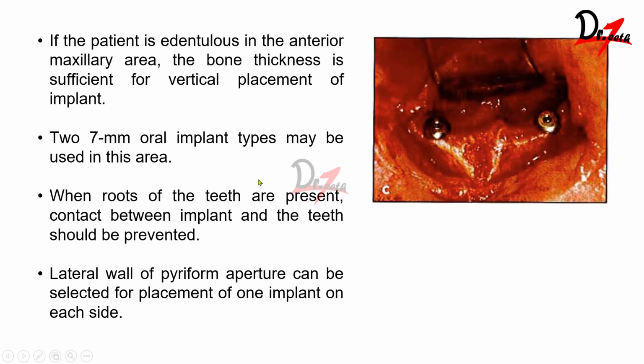Now, we are still talking about the nasal prosthesis. If the patient is edentulous in the anterior area, so this is our nose, okay? And here we have our anterior teeth. Now, if the patient is edentulous, if you don't have teeth here, the bone thickness will be sufficient for the vertical placement of implant. 2 to 7 mm oral implant types may be used in this area. But in case we have roots present here, the contact between the implant and the teeth should be prevented. So in those cases, we can use the lateral wall of the pyriform aperture and we can place one implant on each side.